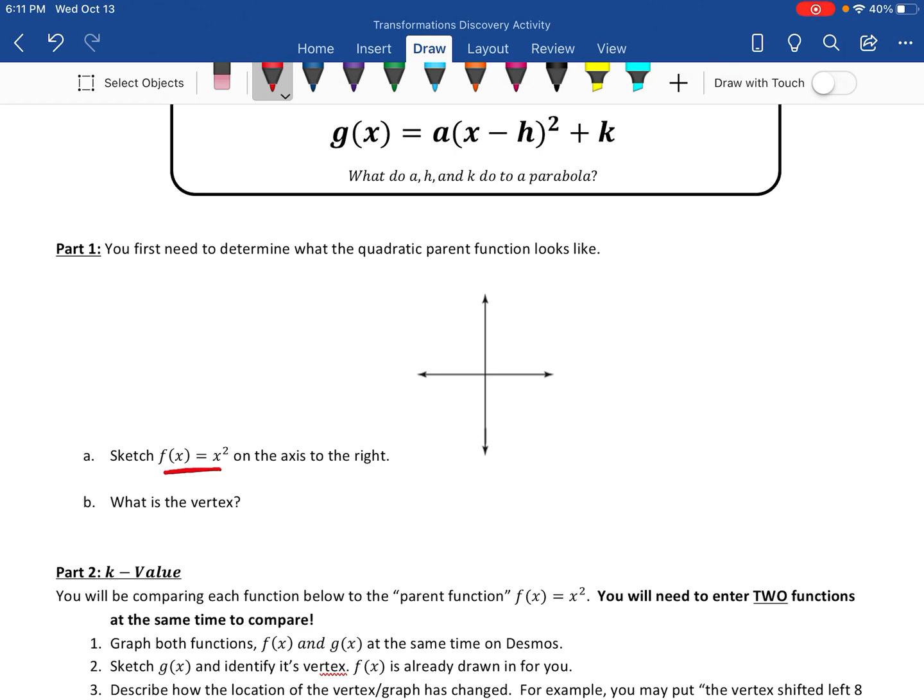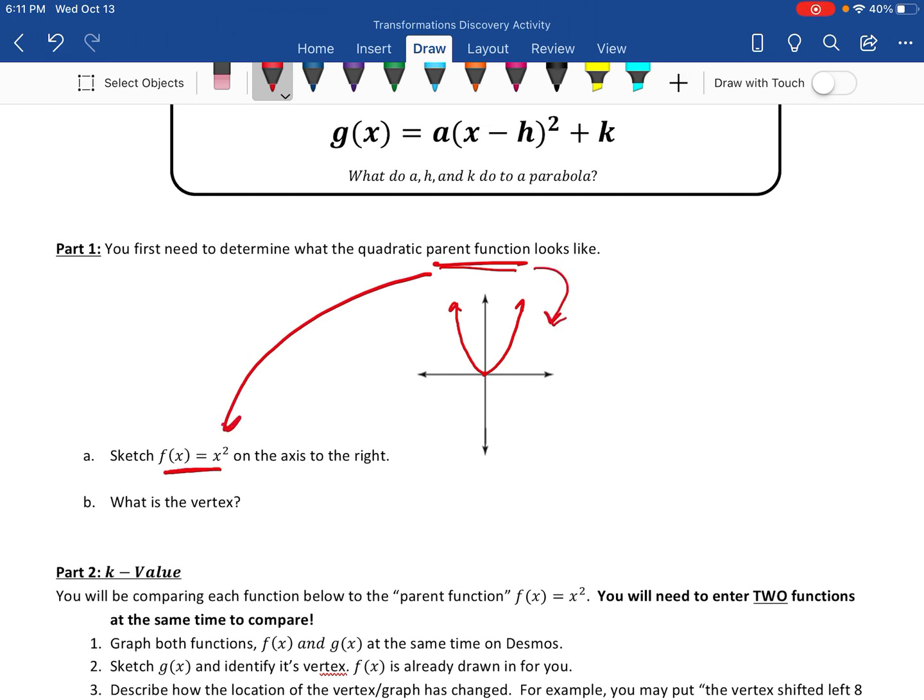An x squared function, remember, has a vertex right here in the middle, and it curves up, and it looks like a U. So this is a parent function. All of your functions start from here. Then you transform them. You either move the graph to the left, to the right, up or down, or you reflect it, anything like that. But in general, you start with your parent function, which again will be x squared.